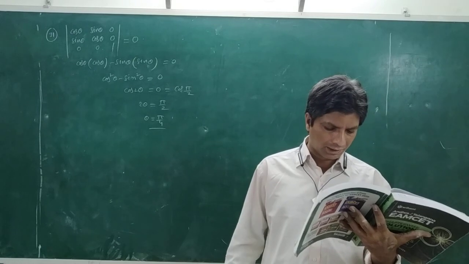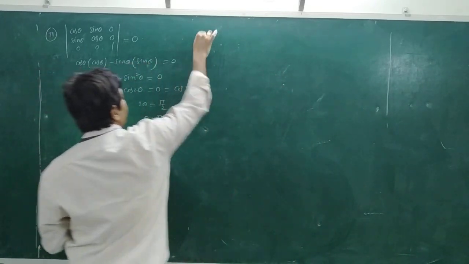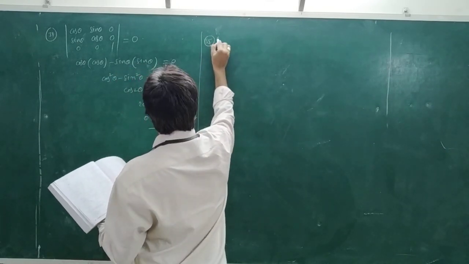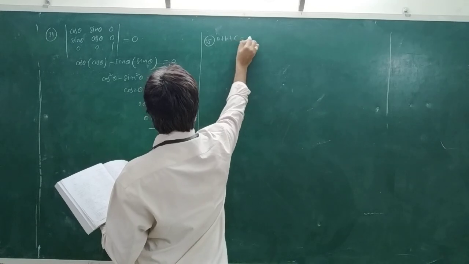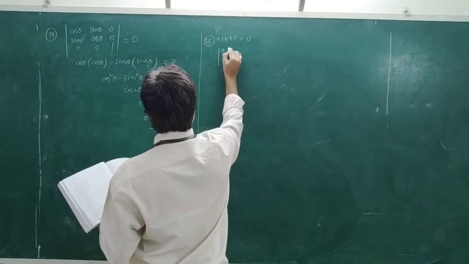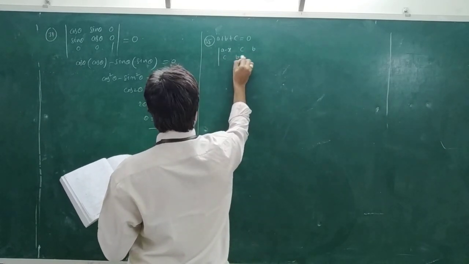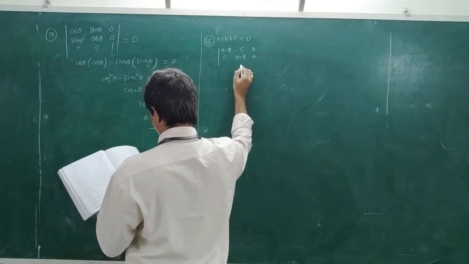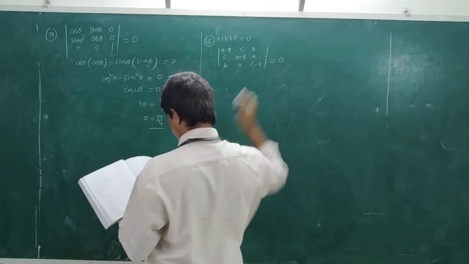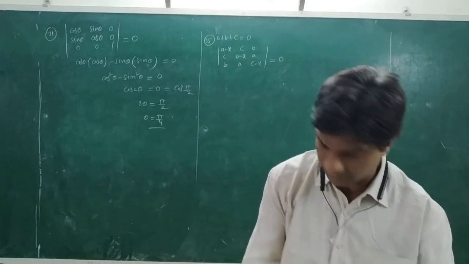Next, 32, 33, 34 have the same answer only. 35. A plus B plus C equal to 0 and determinant of A minus X, C, B; C, B minus X, A; B, A, C minus X equal to 0. We have to find one root of this equation.